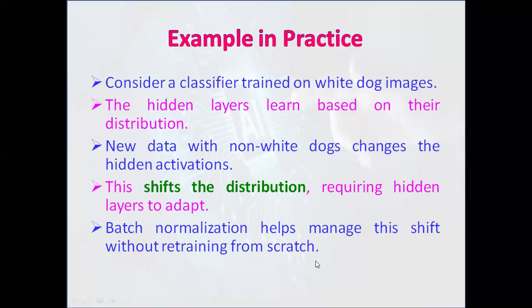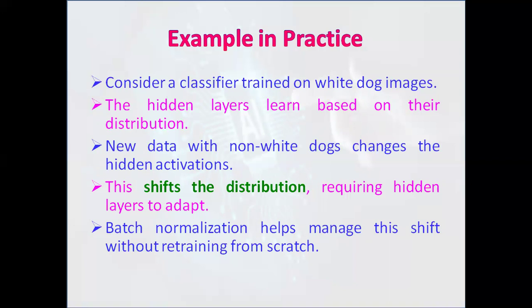If the training data initially consists of white dogs, the hidden layer will learn to respond to features specific to that distribution. Later, if images of non-white dogs are introduced, their different pixel distributions will cause the activations in the hidden layer to shift. This shift in the hidden layer activations is a practical example of internal covariate shift.